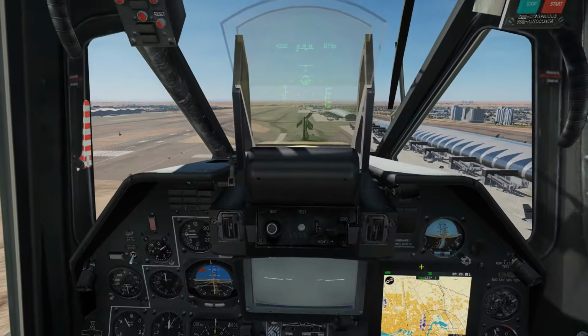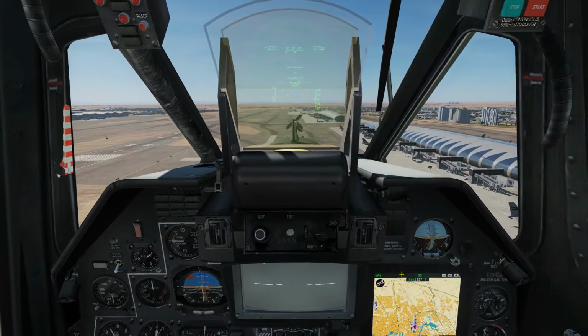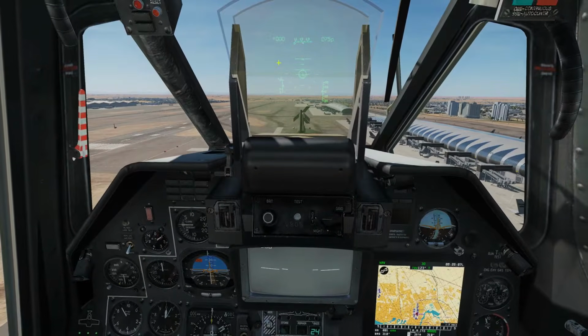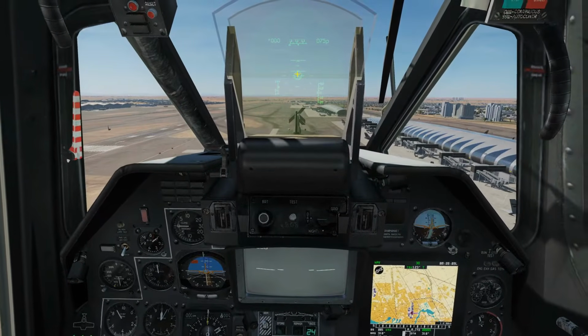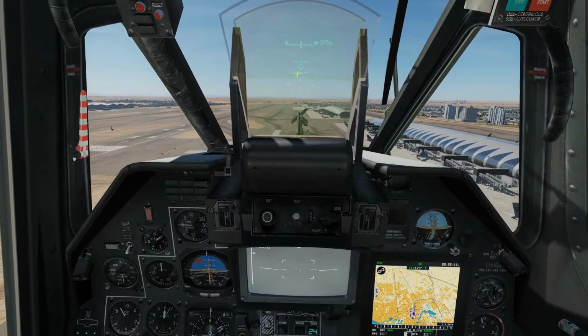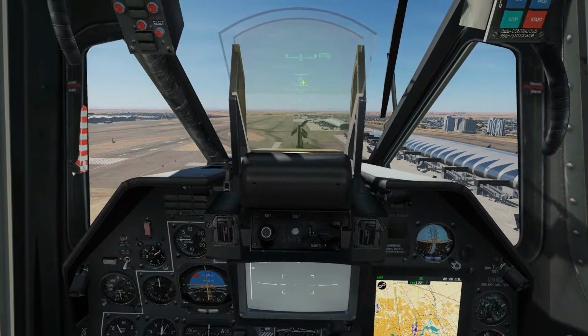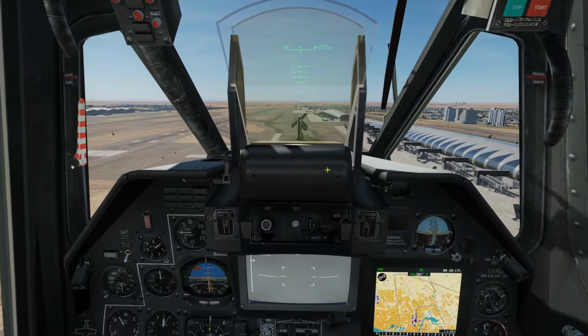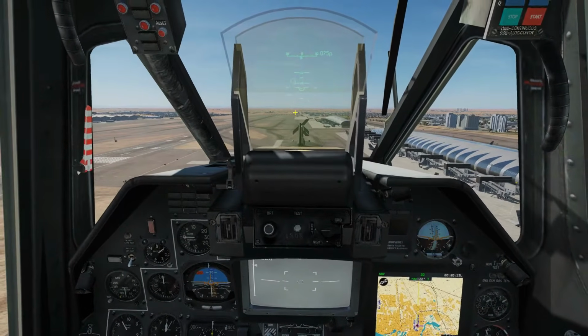Okay. What we're going to need to do is uncage our Shkval. First of all, note our Shkval is by default caged or fixed to the bore sight of our aircraft. Basically where the aircraft is pointing. We're going to press the uncage button. Now we have control of an uncaged Shkval. It's represented by this little circle here. If I use the slew keys, I can move that circle about. That is essentially where our camera is moving about.